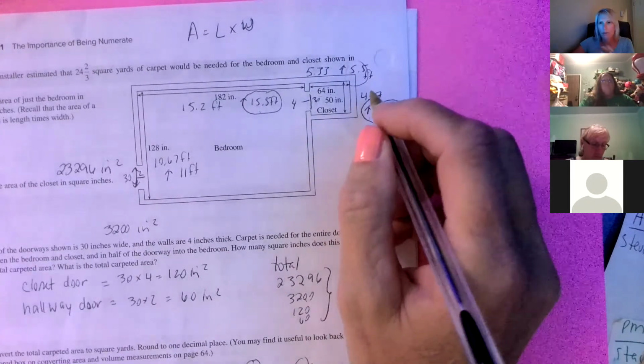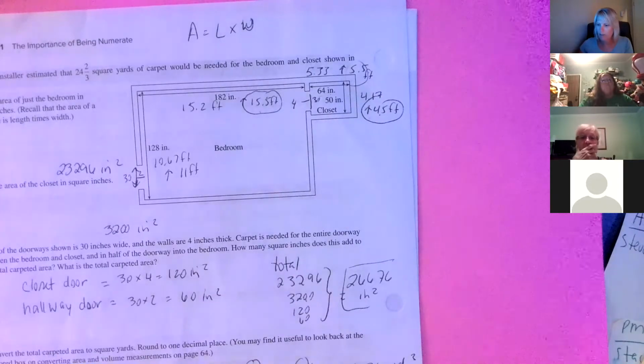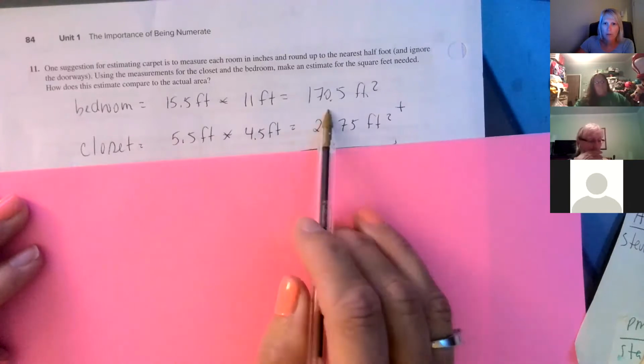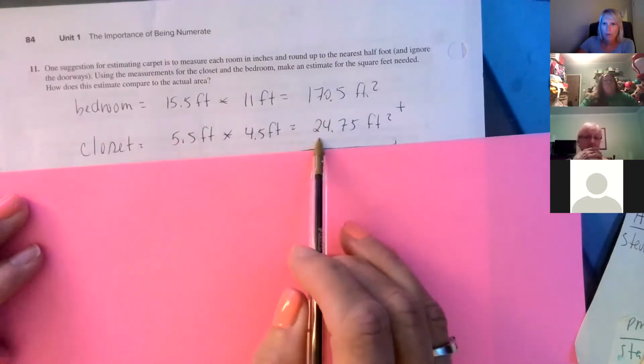And they said, don't worry about the closets. That's what the description said. So if we don't worry about the closets, then using the feet to get square feet, my bedroom becomes 170.5 and 24.75. And Darla, is this what your husband came up with, about 195.25?